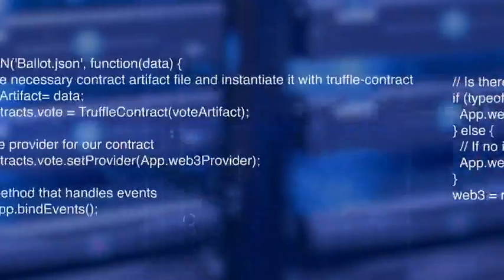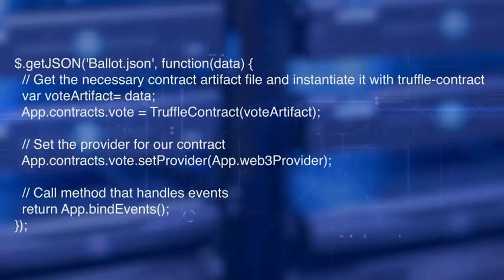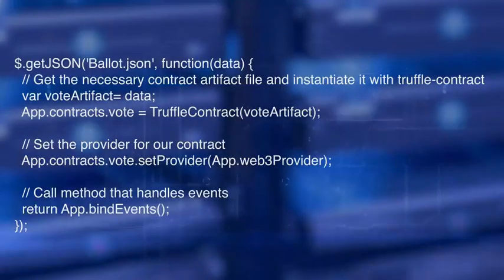Secondly, we need to tell the Web3 where to find the smart contract artifacts. The init contract method of the app.js does this. Then you'll have to add methods to handle the calls to the smart contract and return values from the smart contract to the web interface.